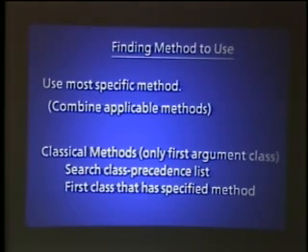It's classical because it's using the class of its first argument, and it's only the first argument that is going to be used. And it's also classical because it's been used for a long time in computer science, several years. So the way classical methods work is they search the class precedence list, and they find the first class that has a specified method.